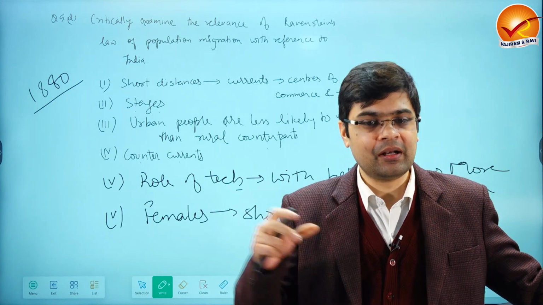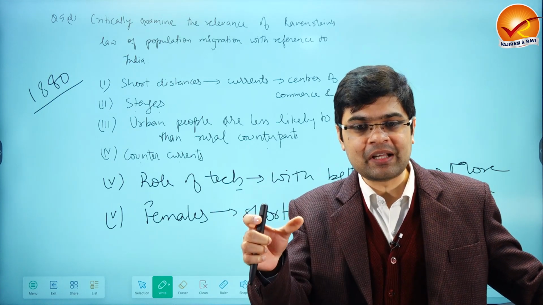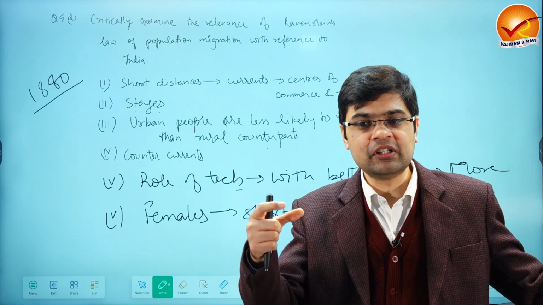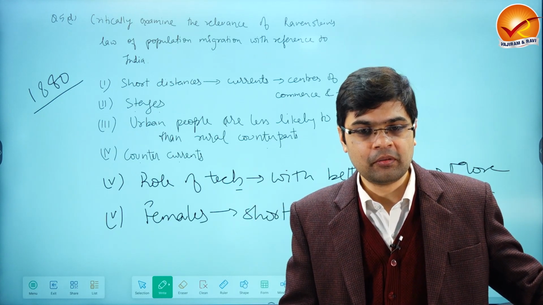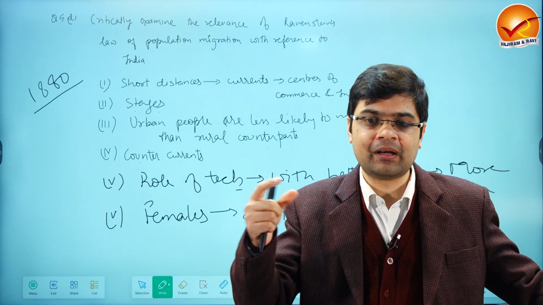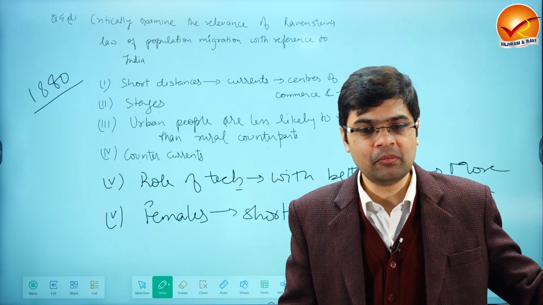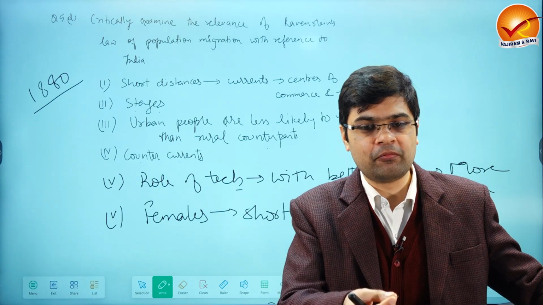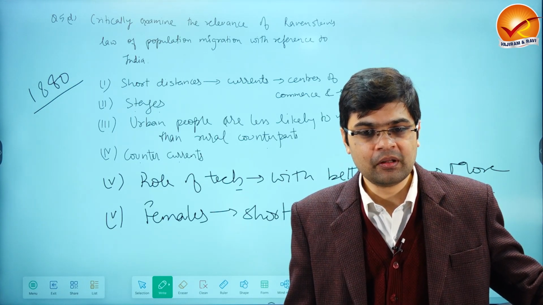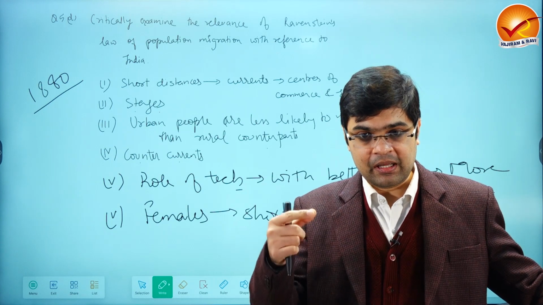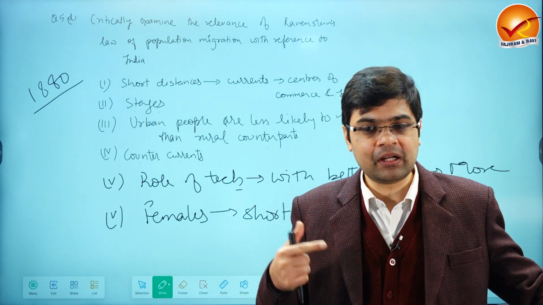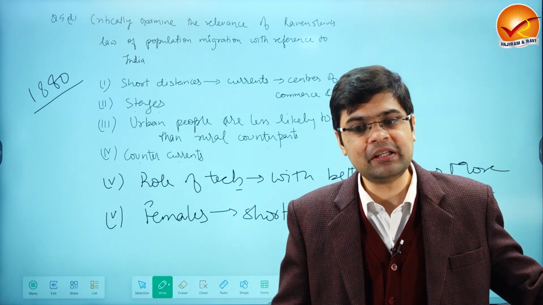Suppose I live in Lucknow. Delhi today is as near to me as Bangalore, because there is good connectivity between Lucknow and Delhi, between Bombay and Lucknow, and between Bangalore and Lucknow. It's just a matter of 1 hour or 15 minutes. So if there is better connectivity with better technology, the chance of migration also increases.